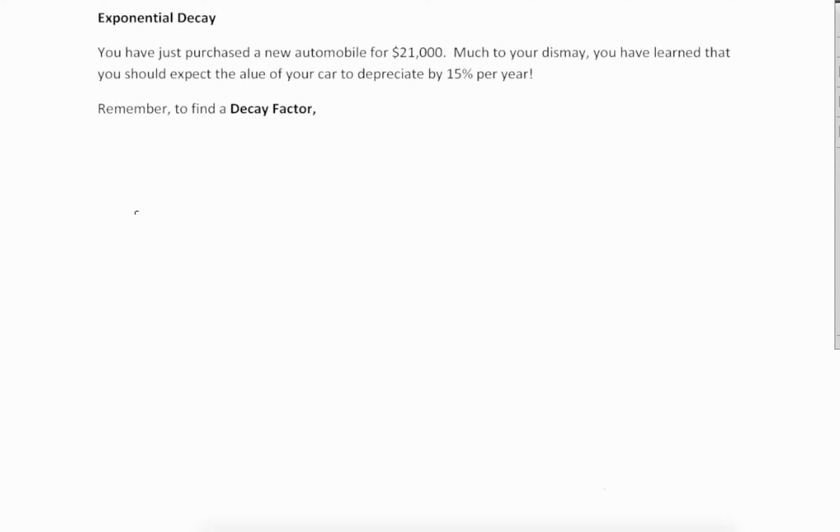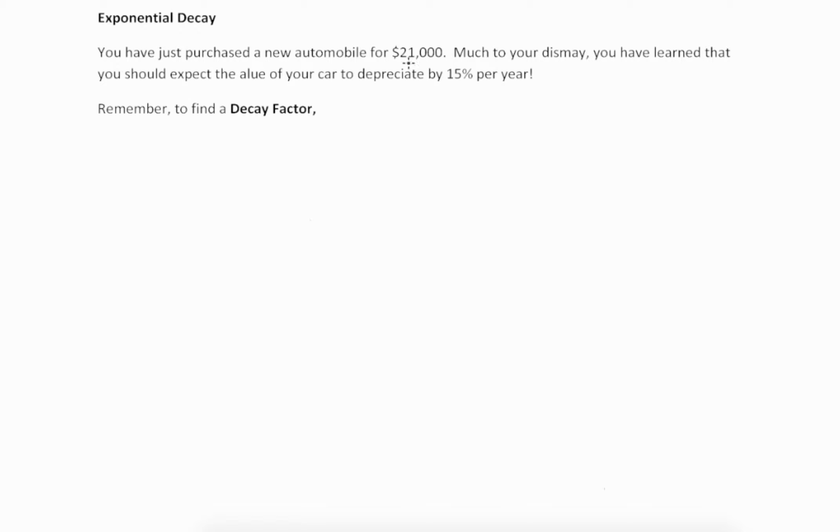Okay, so we talked about exponential growth. The other kind of exponential function that we'll be dealing with is exponential decay. So while exponential growth you can think of as repeated multiplication by a growth factor, exponential decay is repeated multiplication by a decay factor.